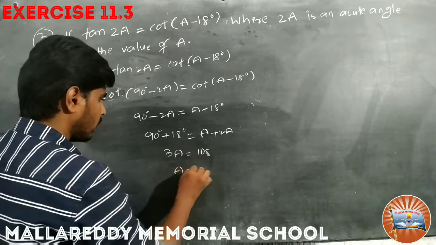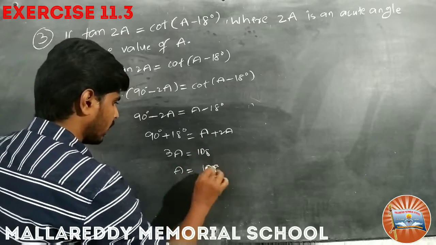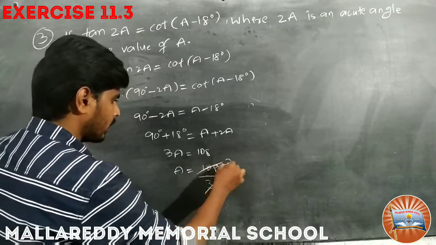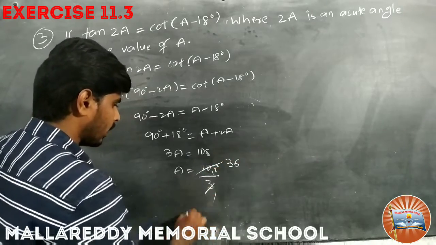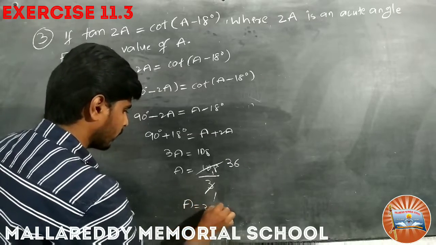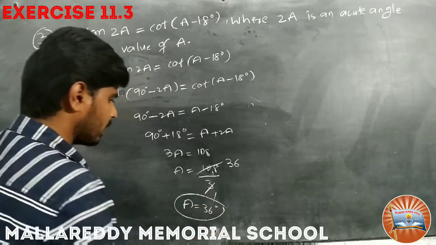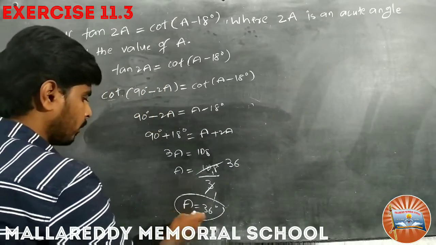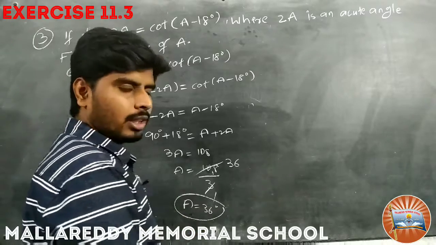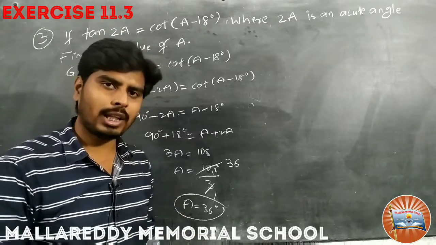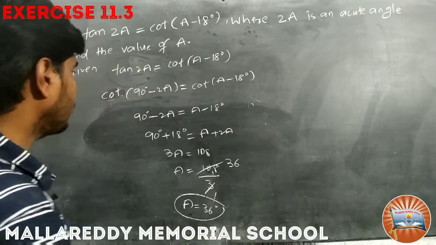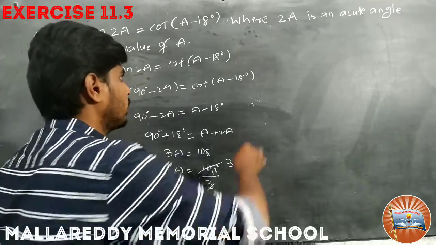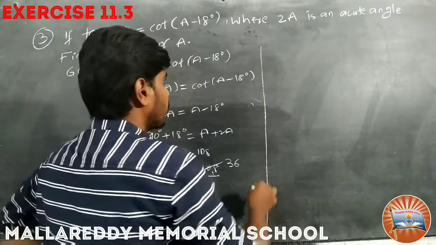it becomes 3a equals 108, okay. So a equals 108 by 3, 3 ones are 3, 3 threes are 9, 3 sixes are 18, okay. So a value equals 36 degrees, okay, right. What is our condition? 2a is an acute angle, so if you multiply by 2 it becomes again 72 degrees. So 72 degrees is an acute angle, isn't it? Right, condition is satisfied. This is the solution for this question, and we can solve this problem in another method.